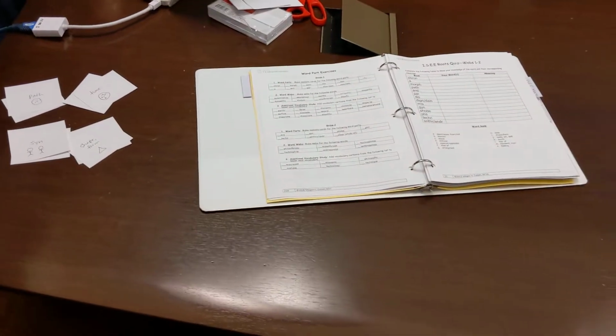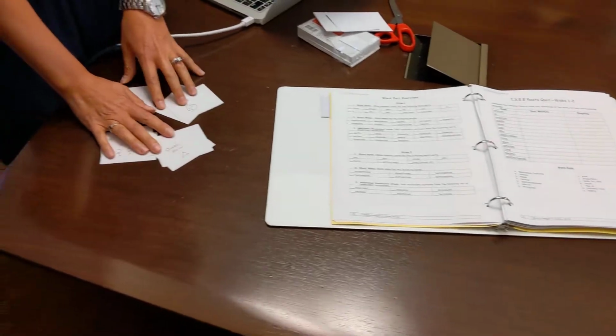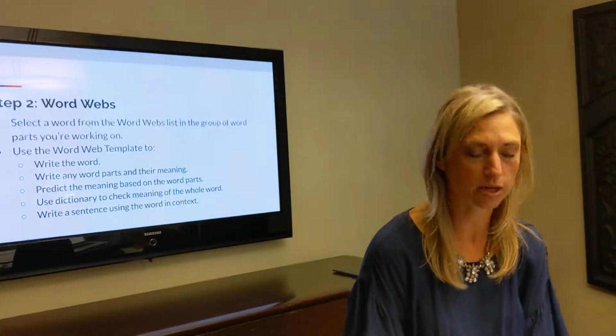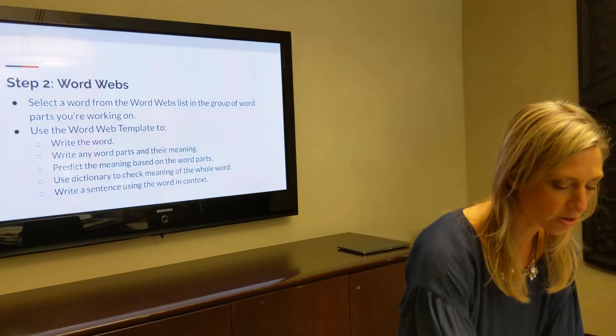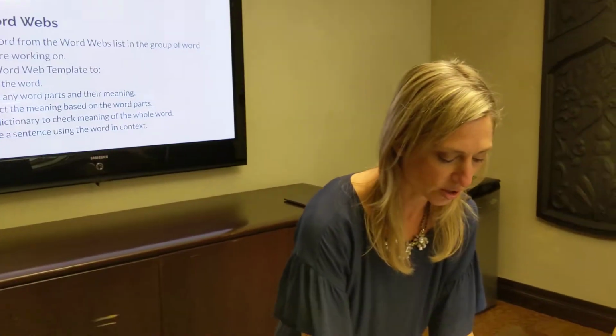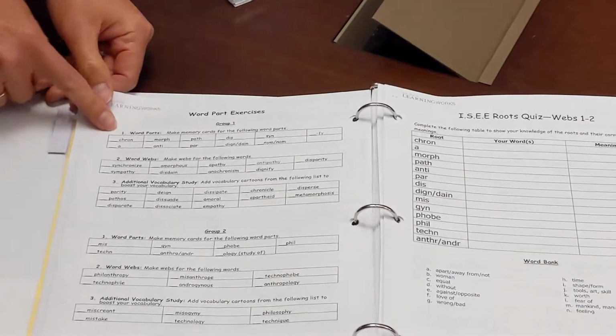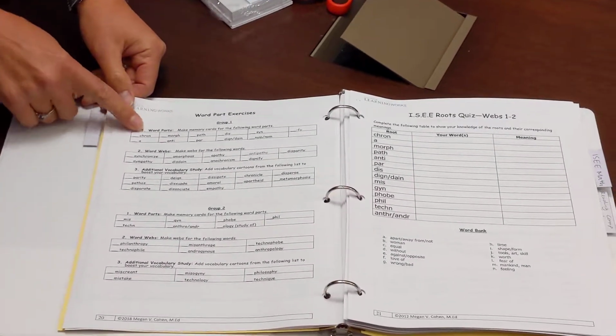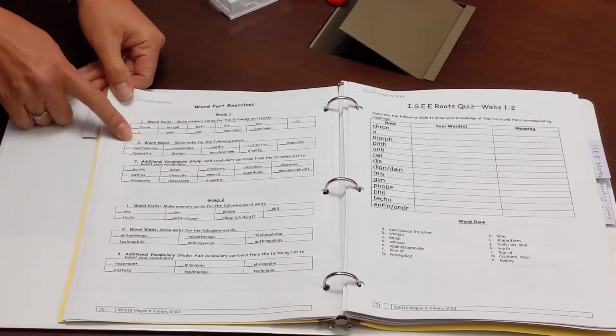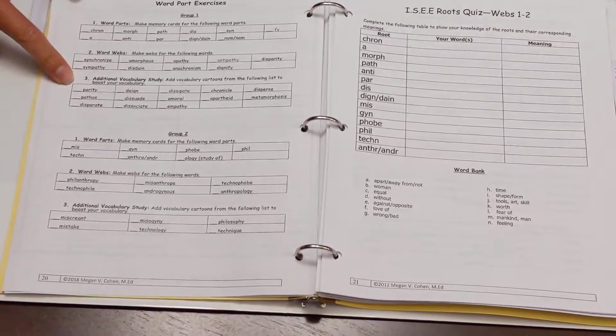The second part of this then is using the roots to help us figure out new words and actually practice those reasoning exercises. So what we do for that is we look at our groups here, back at the word part exercises, and following the word parts, it says word webs, and there's a list of words. There's actually some bonus words too, so there's a lot of words we can play with here.